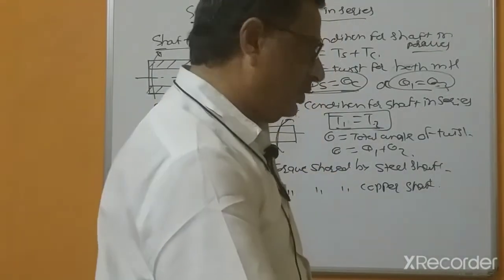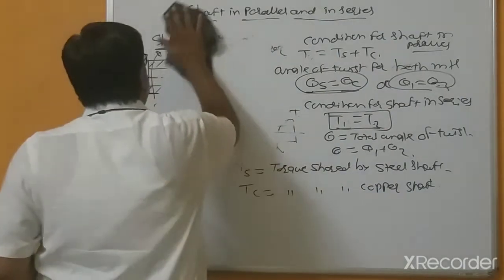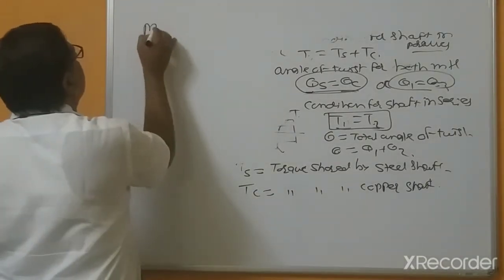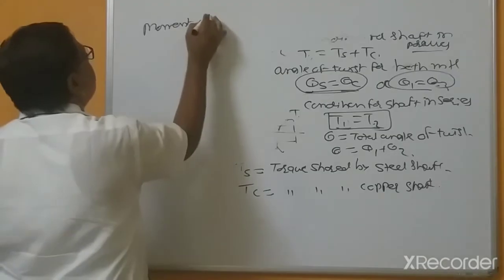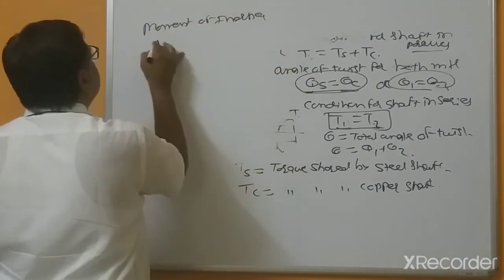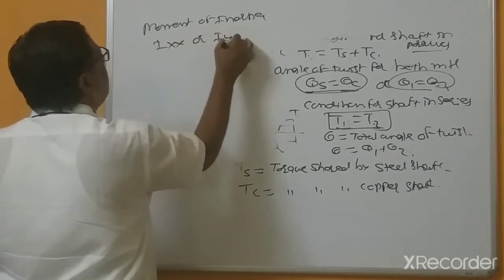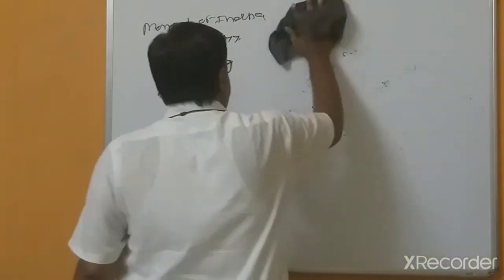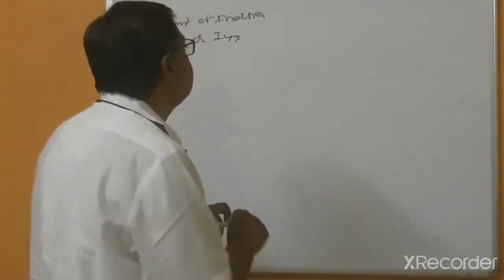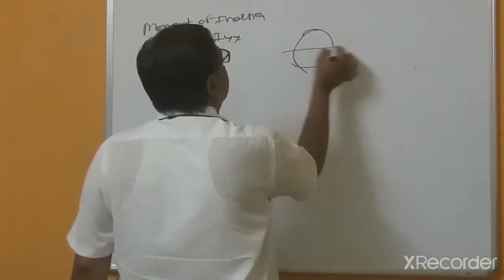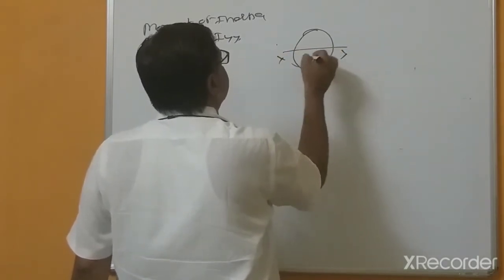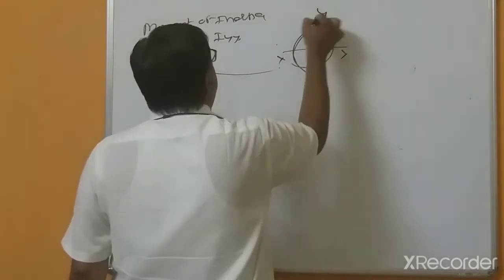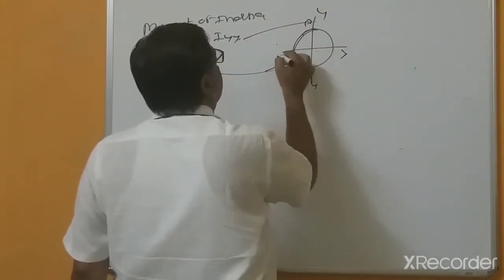So I think one more term was missing, that is the polar moment of inertia, because you know moment of inertia. Suppose this is the x-axis, so this is moment of inertia about the x-axis, and if this is y-y, this is moment of inertia about y-y, right?